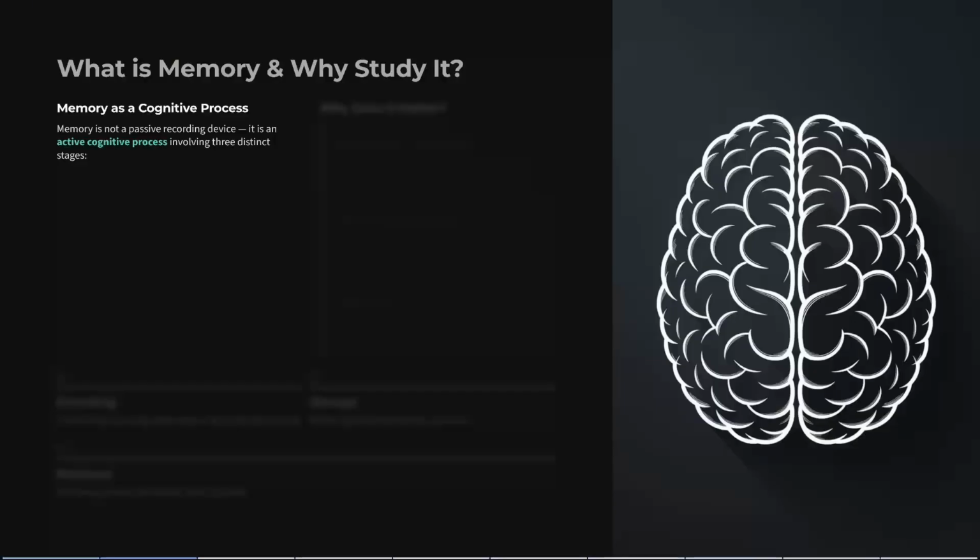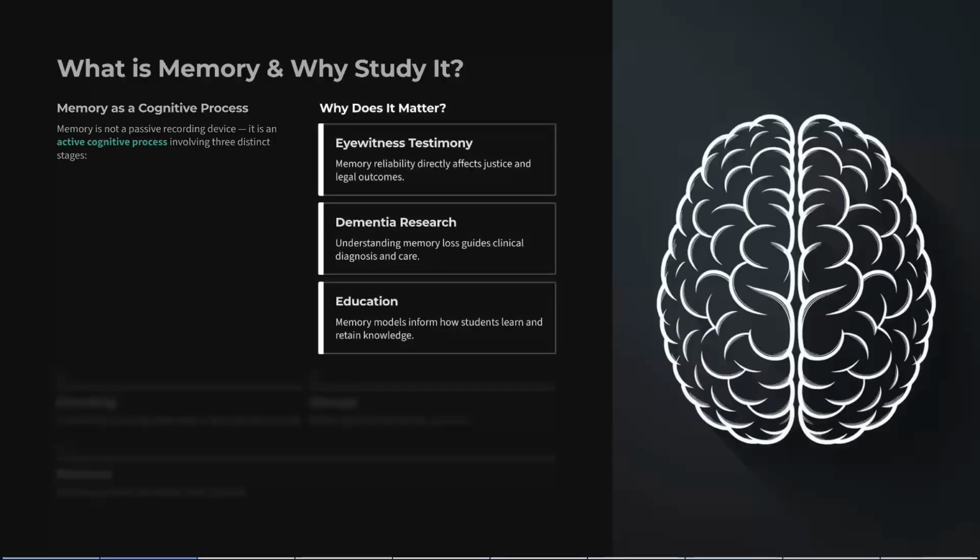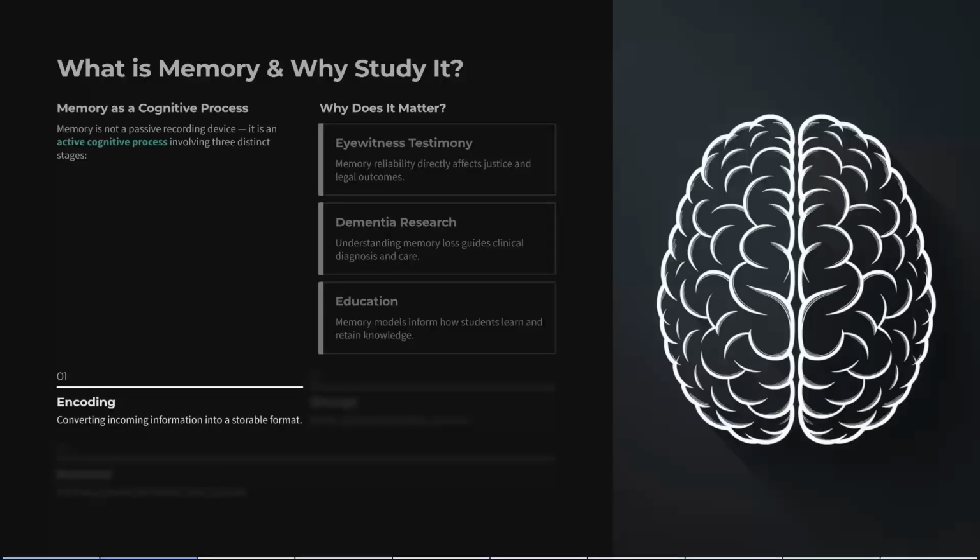And that process has 3 distinct components. It has encoding, which is the first stage, converting incoming information from the outside world into a format that your brain can actually store. Think of it like translating a document into a different language before filing it.